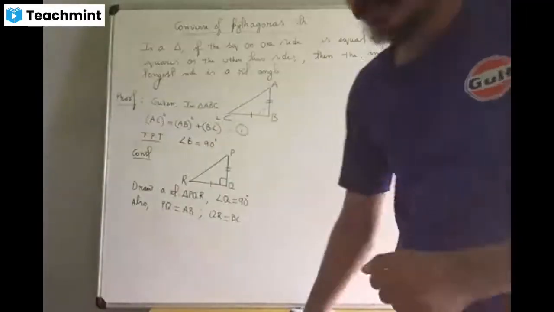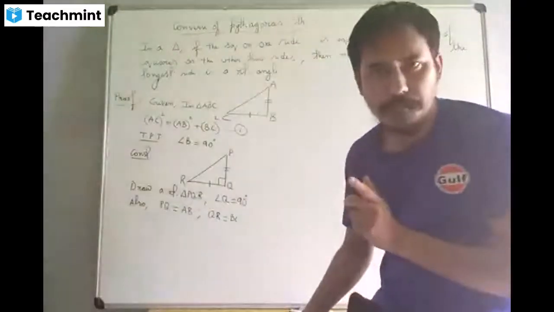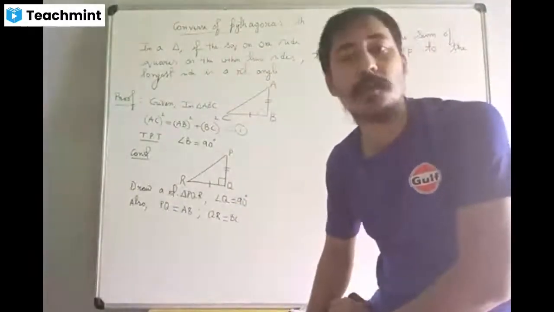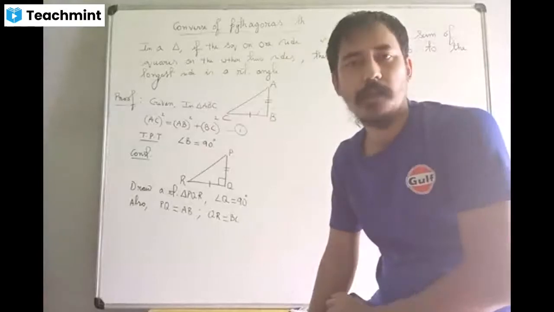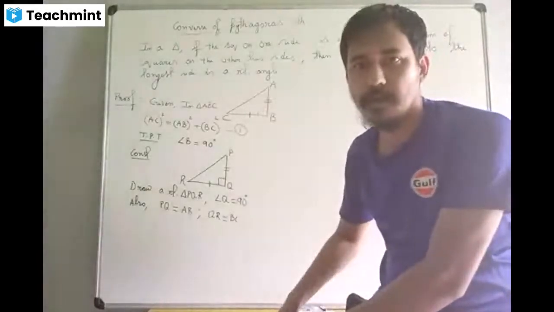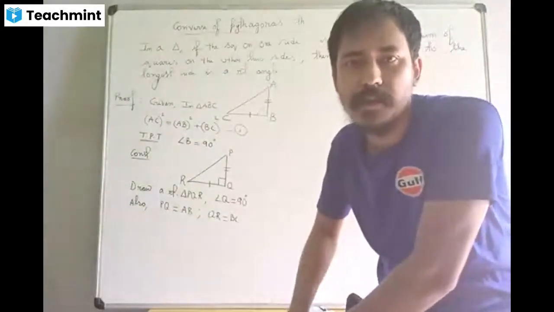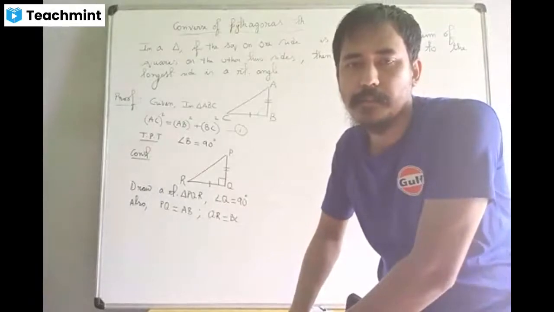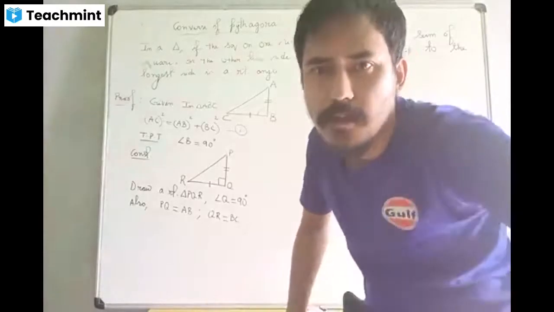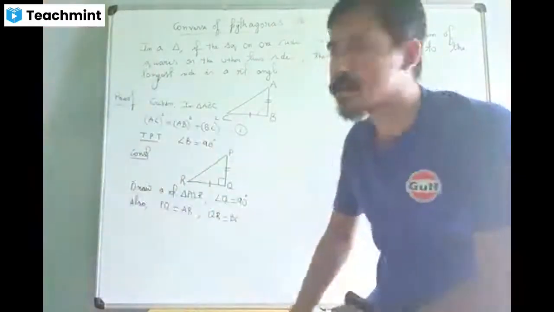Now class, look at the figure and answer this very carefully. Which among the two triangles is the right triangle? You can please comment on the chat here. Look at the figure and answer which among the two triangles is the right triangle. So yes, I have three comments here. Okay, correct answers.